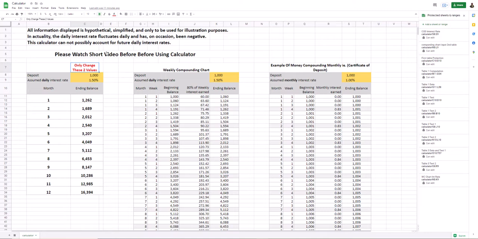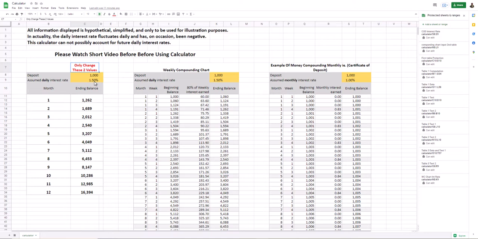What do I mean by the interest rate? If you see here, I'm using a 1.5% daily interest rate. In actuality, the interest rate fluctuates for each trading day. The lowest that anyone has seen is right around 1%. The highest is around 1.85%.